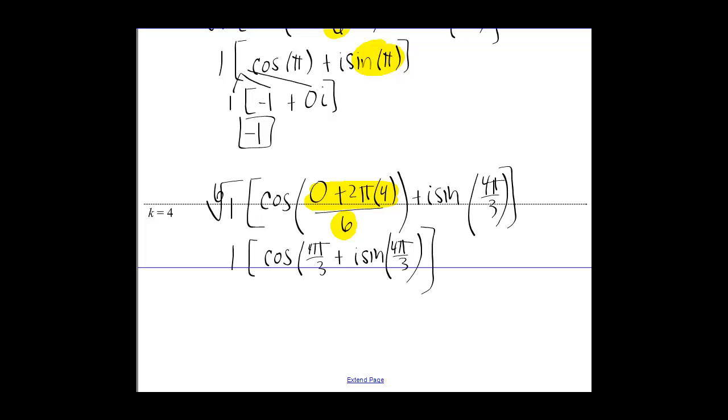Well, cosine of 4 pi on 3 is -1/2. Sine of 4 pi on 3 is -√3 on 2. Don't drop your I. That 1 is still hanging out front. So the fifth root of 1 looks like -1/2 minus √3 on 2i.